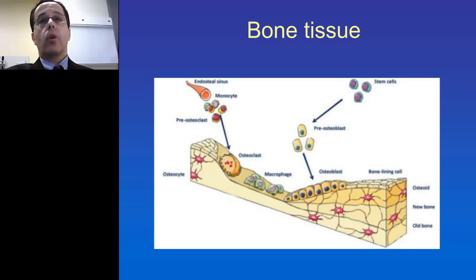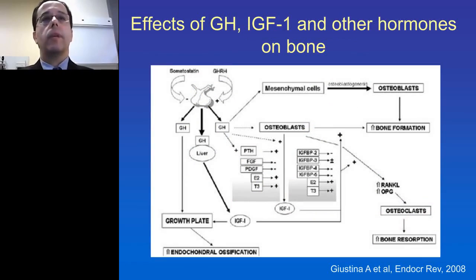And this is a process that is very much dependent on endocrine stimuli, including growth hormone. So this shows you a summary of the findings of in vitro experiments and also studies from animals that highlight the effects of growth hormone and other hormones on the skeleton, on different cell populations. So you see the growth hormone coming from the pituitary, and directly growth hormone stimulates osteoblast differentiation and bone formation.